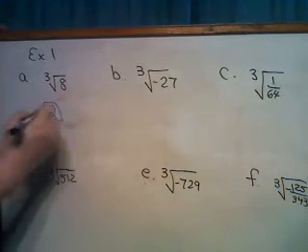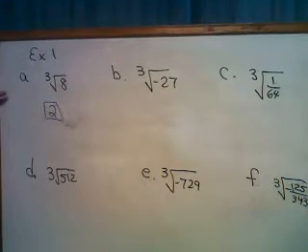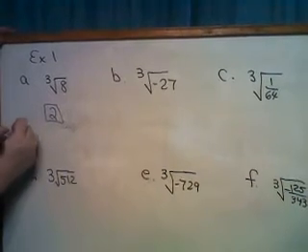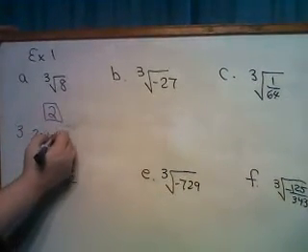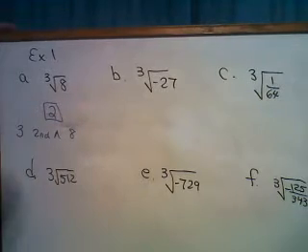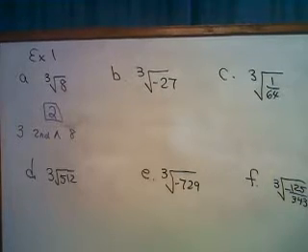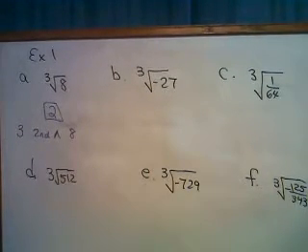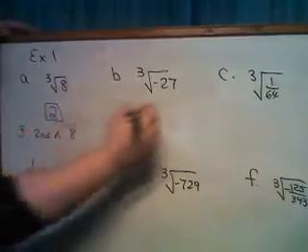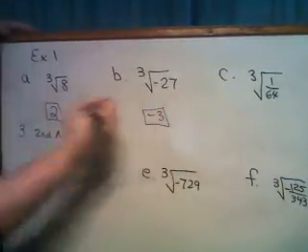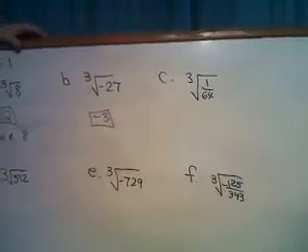I mean, if you want to, you can put it in your calculator. You would type in 3, second caret, and then you type in 8, and then hit enter, and it can figure it out for you. All right, B, what times what gives you negative 27, but it has to be exactly the same factor, and that's negative 3.